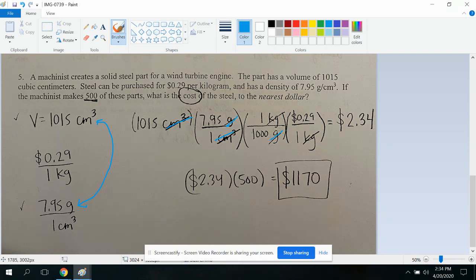And then finally, I can put in this information. It costs 29 cents per 1 kilogram. And I can multiply the 1,015 times the 7.95, divide it by 1,000, multiply it by 29. To the nearest dollar, each unit's going to cost you $2.34. And then you can multiply that by 500, round to the nearest dollar.